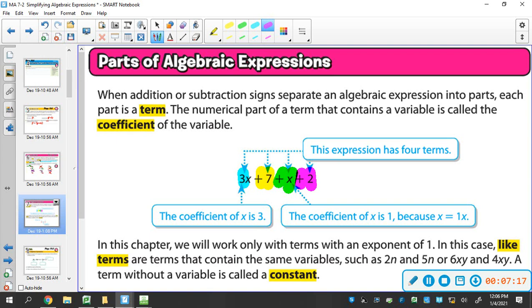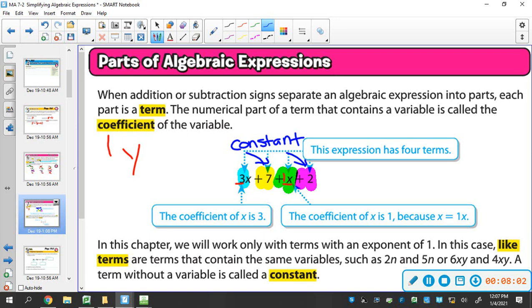The numerical part of a term that contains the variable is called the coefficient of the term. So we said that means the number in front. So on this one, the coefficient is 3. On this one, the coefficient is a 1. Anytime you have a variable without a number in front, we assume the number is a 1. So there is a coefficient there. If there is no variable, so for example here, this +7 and this +2, there is no variable there, so those are called constants. Okay?